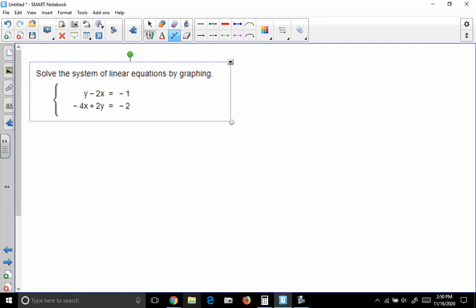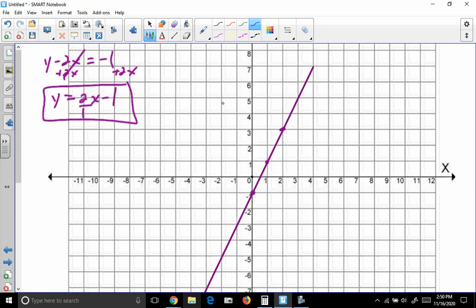Now let's look at the second one. Minus 4x plus 2y equals negative 2. So we could do this several ways. We could use the y-intercept and the x-intercept, or we could solve it for y and get the slope. Just to do it differently, let's use the intercepts.